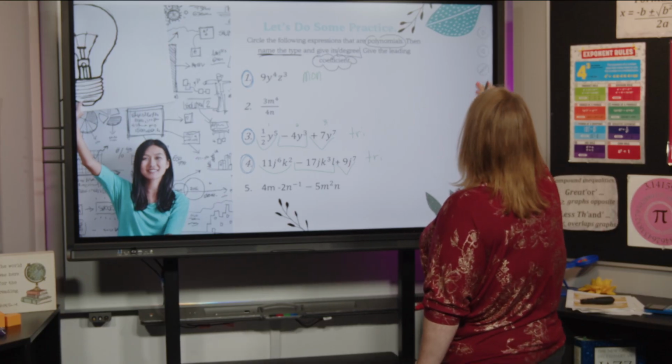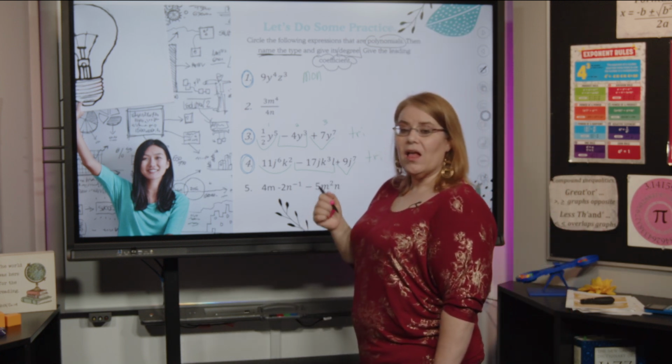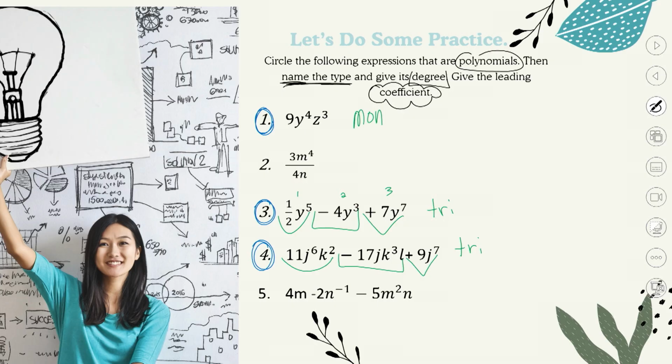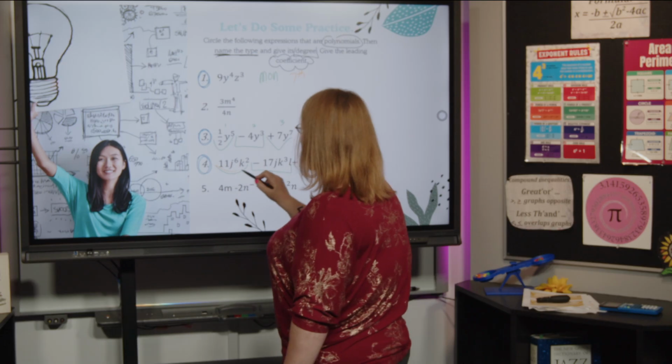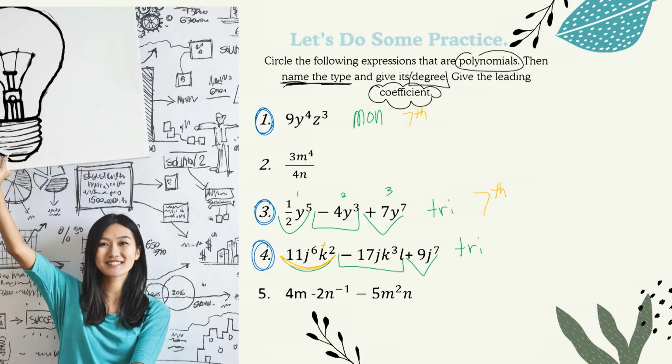Now I'm going to look at the different degrees that they are. Now when I have a monomial, I have to add those exponents. So when I add 3 and 4, what do I get? I get to the 7th degree. When I am looking at number 3, I want to see the highest exponent, which would tell me my degree. So here I have my 7th degree. And number 4, when I look at my highest degree, I see a 7, but this one right here has 2 exponents. So when I add them together, what do I get? I get to my 8th degree.